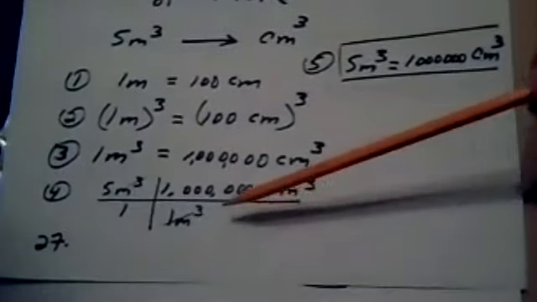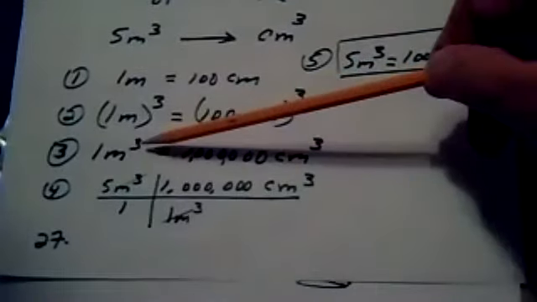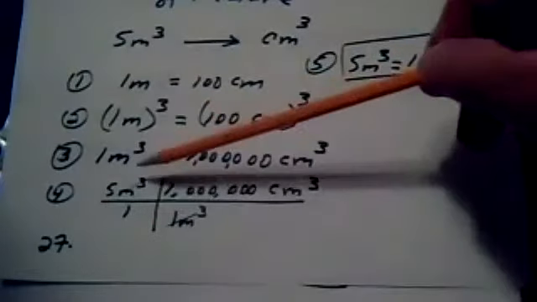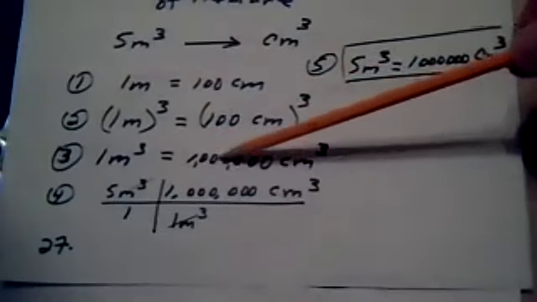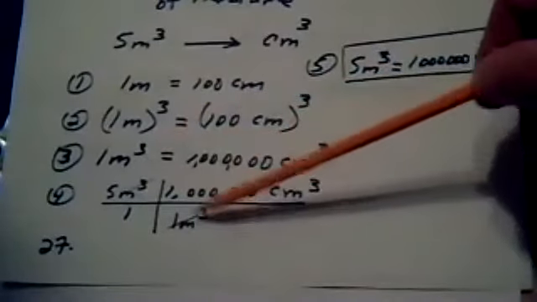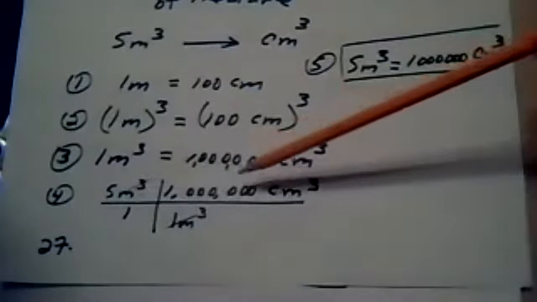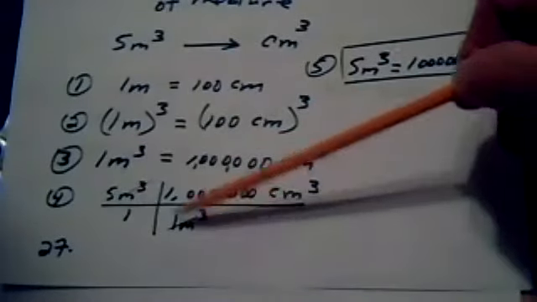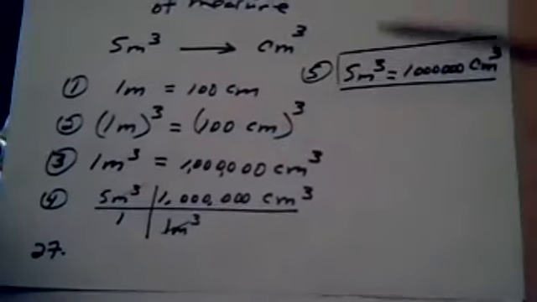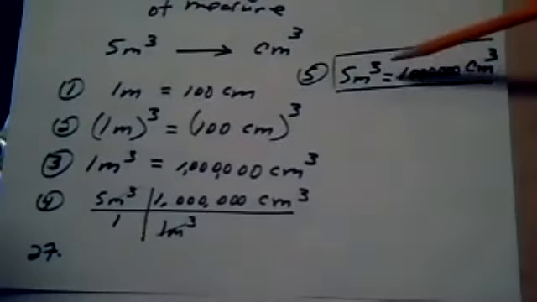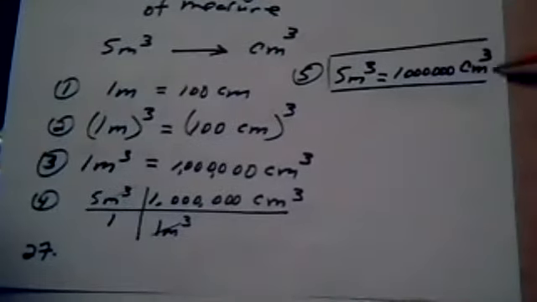Notice once you have that conversion, this is like a scale factor, a conversion factor. You draw your box diagram, put this relationship here, put this one in the bottom so you could cancel the cubic meters. This is where you're going. So now you have 5 cubic meters equals 5 million cubic centimeters.